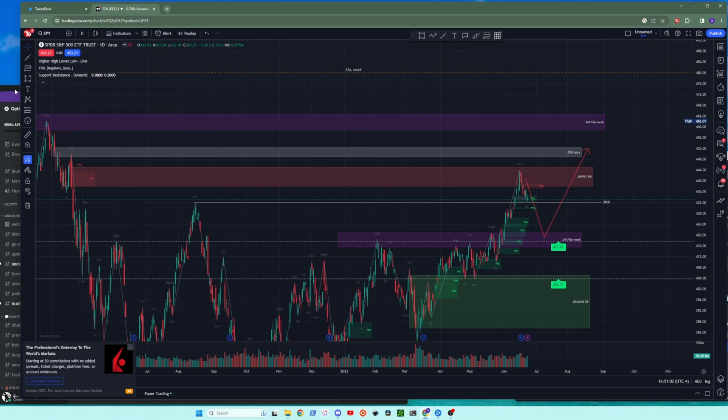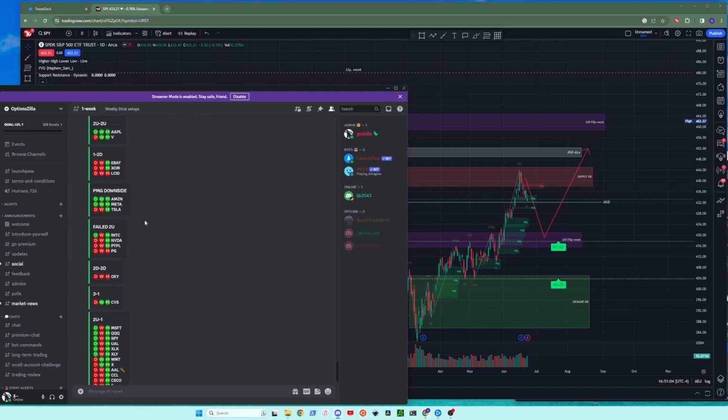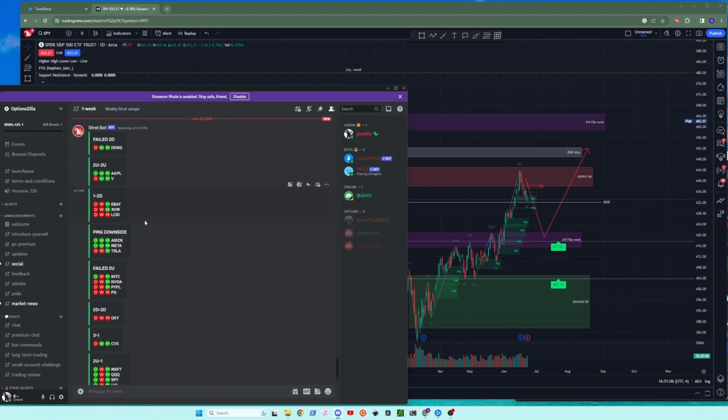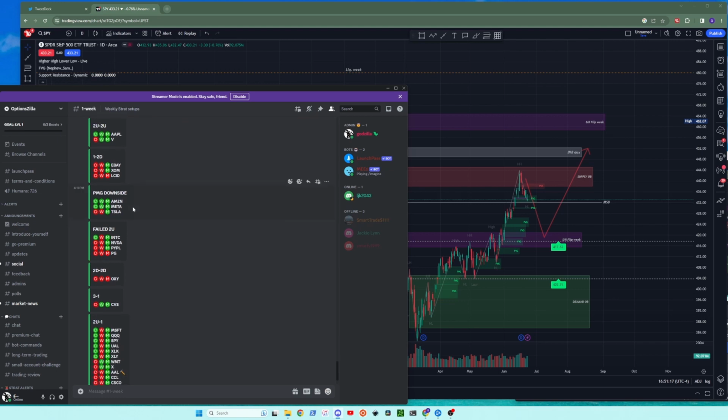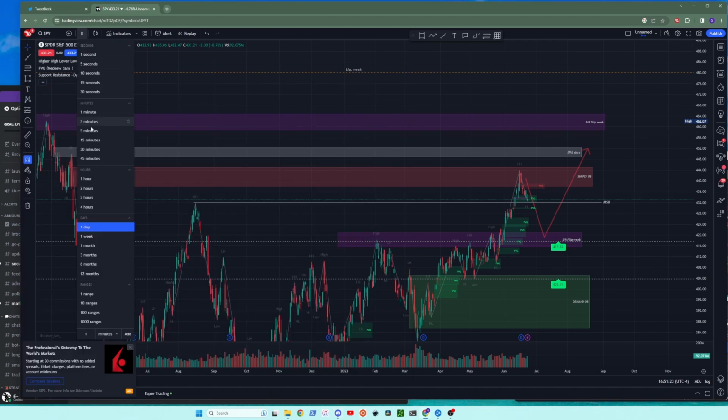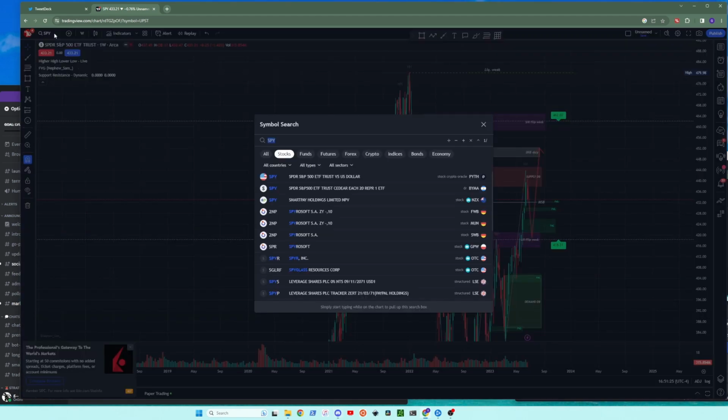Let's take a look at some of the tickers that our strap bot in the Discord has spit out. So here we go. We got some failed 2 down, King's always a fun one. Failed 2 down, I'm not going to really chart that one though. So we have PMG to the downside. Amazon, Meta, and Tesla have just been moving up. Again, this is the week, so let's go take a look at those charts right quick.